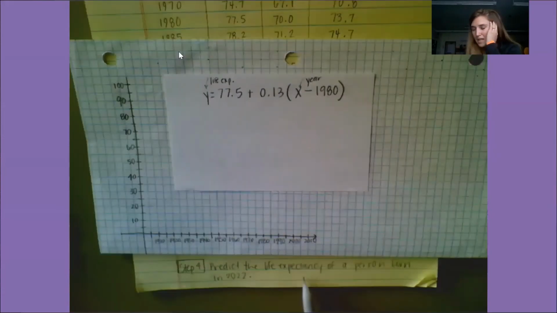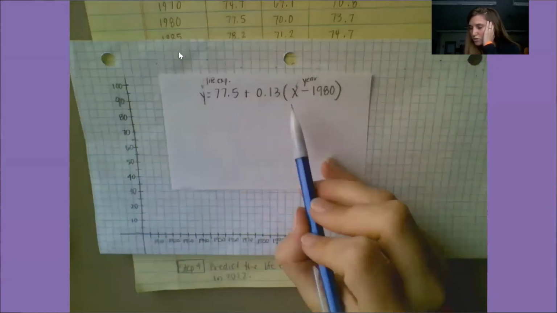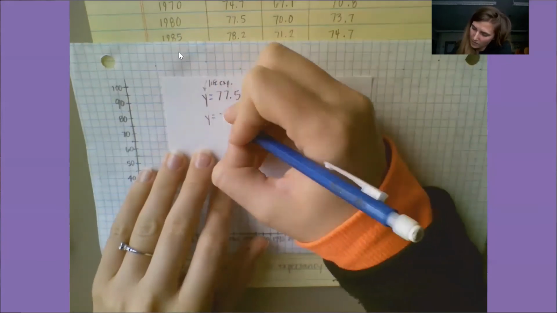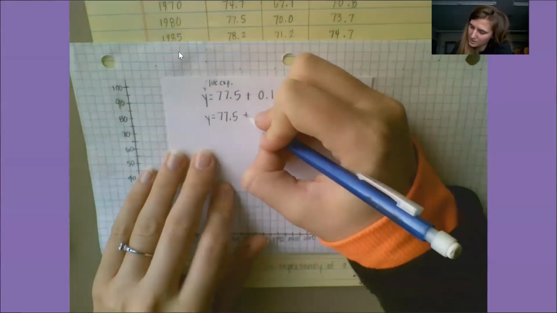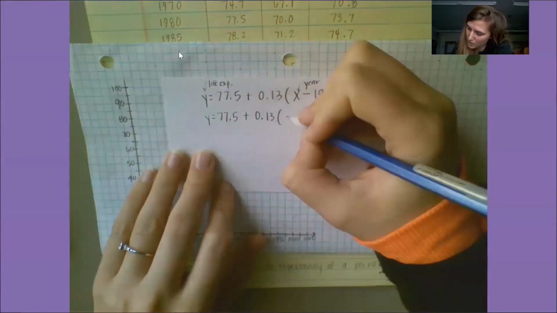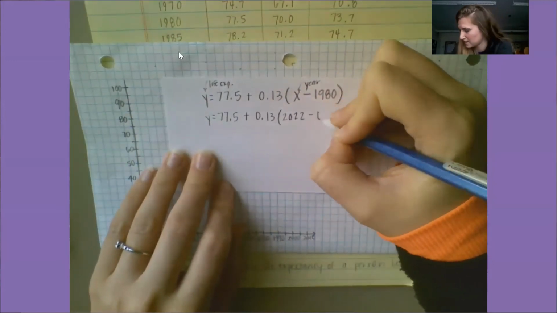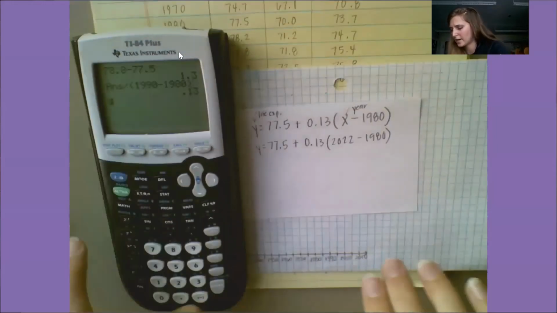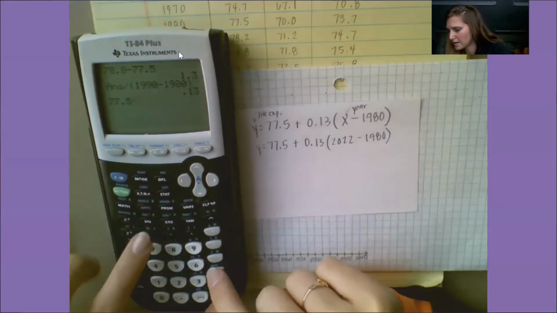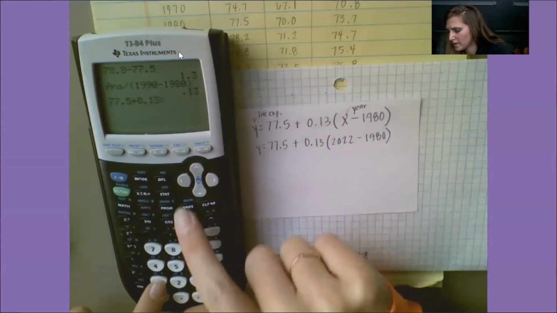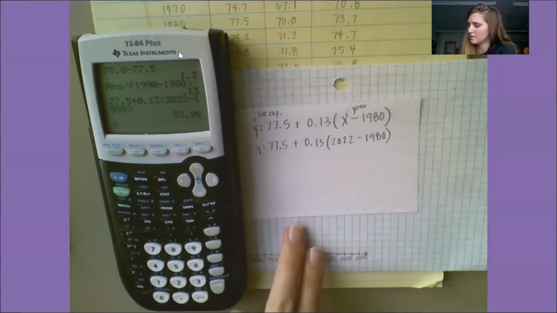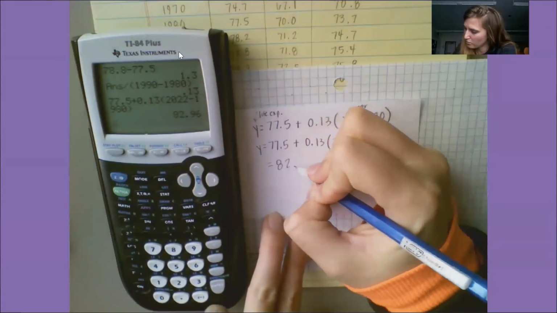So if I want to predict the life expectancy of a person born in 2022, I need to just plug in that 2022 for x, which would give me y equals 77.5 plus 0.13 times 2022 minus 1980. And then again, I just plug that right into my calculator. I get 77.5 plus 0.13 times 2022 minus 1980, which gives me 82.96.